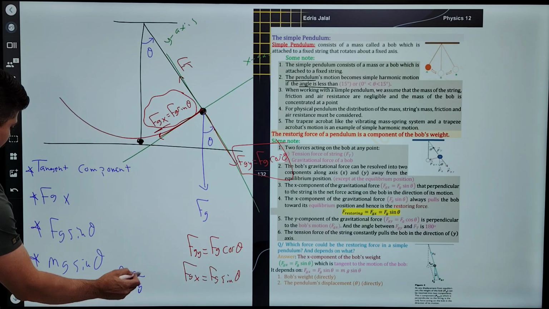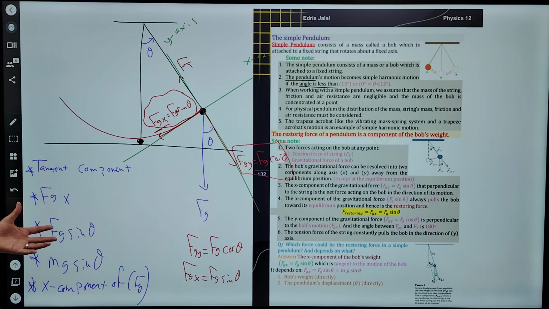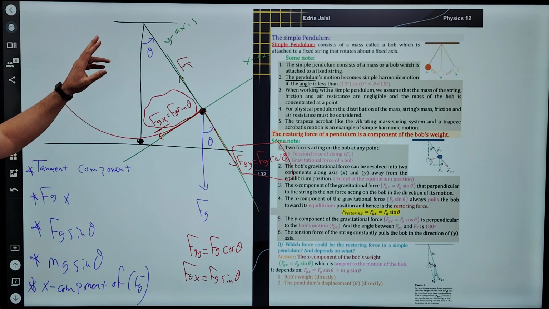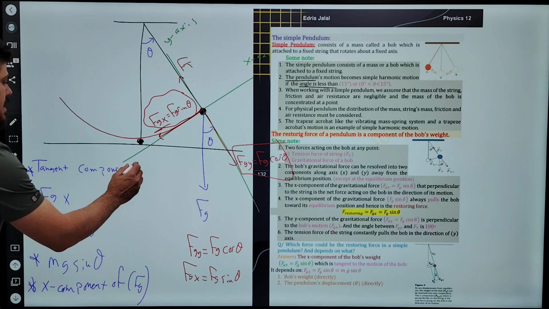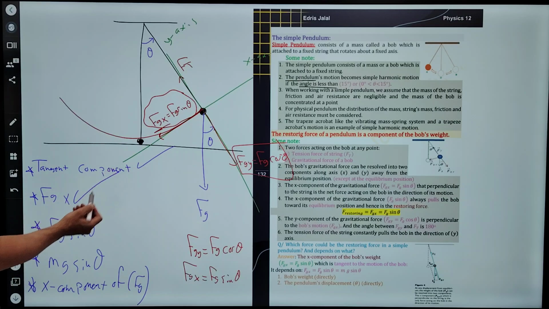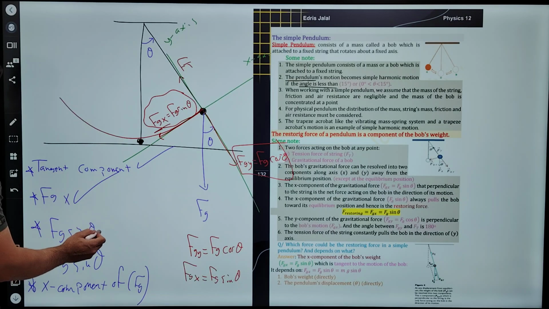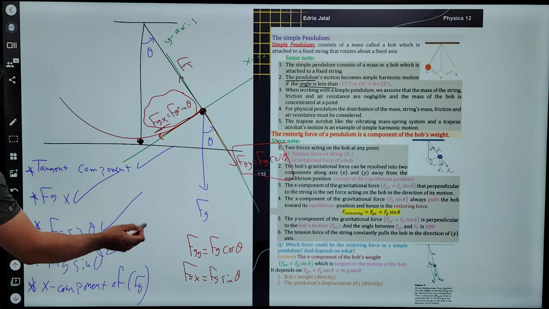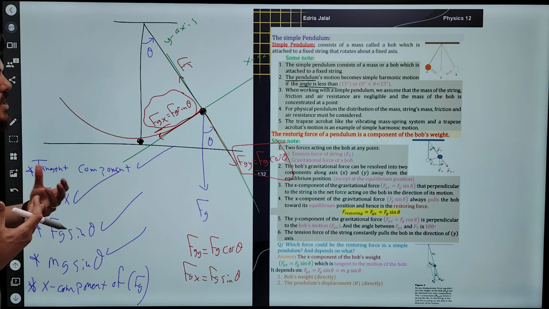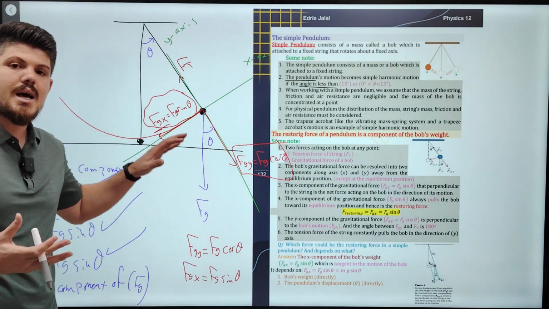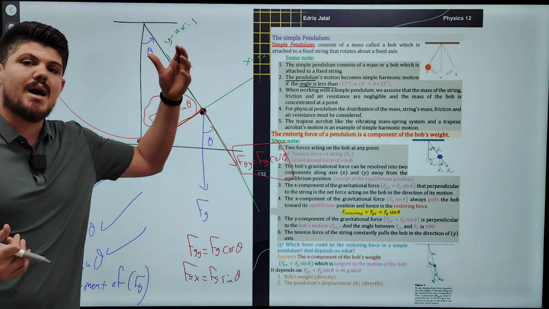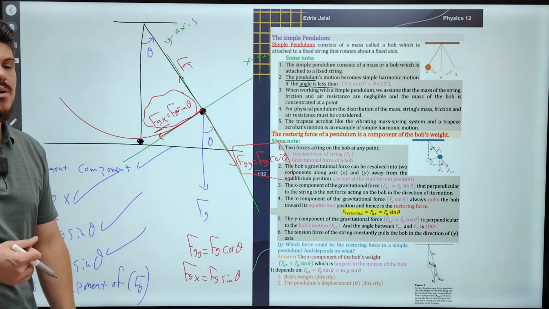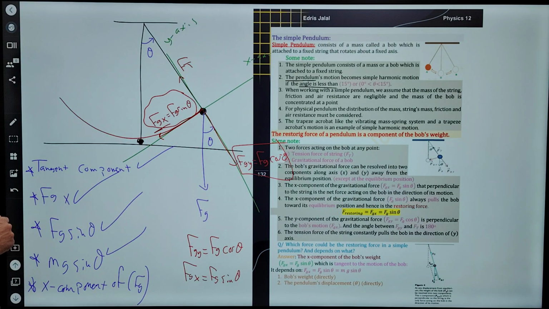of gravitational force. Which of the following provides the restoring force in a simple pendulum? The tangent component? Yes. Fgx? Yes. They are the same. Fg sine theta? Yes. Mg sine theta? Yes. X component of gravitational force? Yes. So the restoring force in a simple pendulum has several names, and all of them are correct.